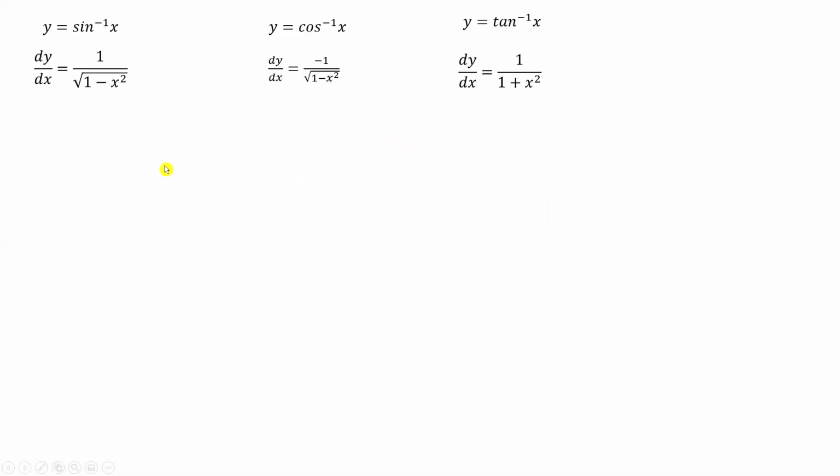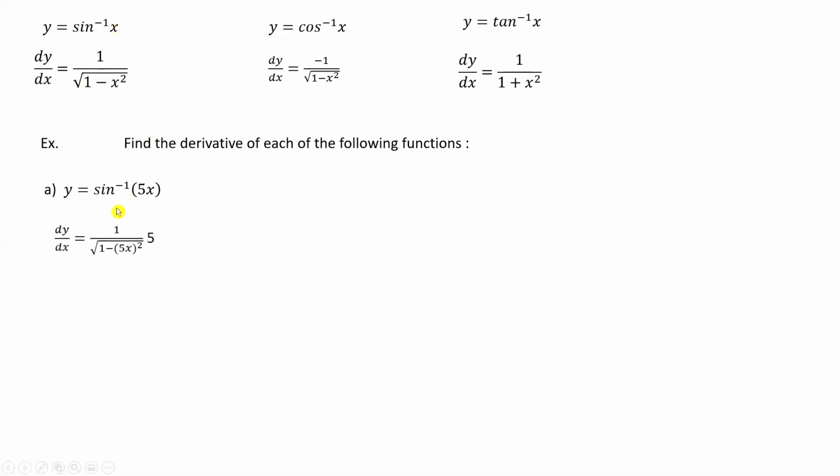So here are our 3 rules. Now we're going to find the derivative of some functions. The inverse sine of 5x. Let's look at our rule. We put 1 over the square root of 1 minus whatever we had here squared. So let's check that. Oh, now what's this? This is because we're doing a chain rule. You're taking the derivative with respect to 5x, which gives you this answer, and then we have to take the derivative of 5x, very much like we did when we found derivatives of sine, cosine, tan.